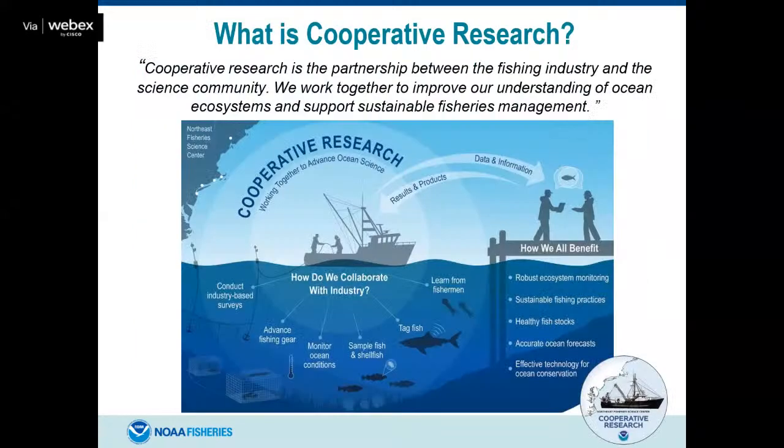Next slide, please. Okay, so as Jimmy would say, let's all get on the same page about something. What is cooperative research? For those of you who are not familiar with what that is, cooperative research is a partnership between the fishing industry and the science community, working together to improve our understanding of ocean ecosystems and support sustainable fisheries management, such as through the councils. This takes many forms, and I'll just scratch the surface of what types of cooperative research there are today. But I wanted to get us all on the same page about what cooperative research is before we dive into some examples that we've been pursuing recently.